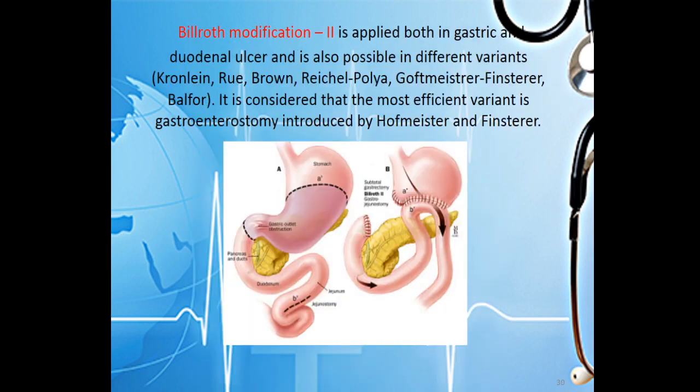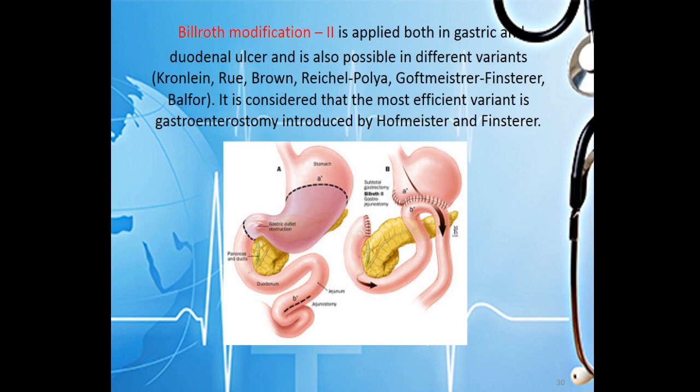Second, Billroth 2. There are many modifications of Billroth 2 resection, and the most famous was Hofmeister-Finsterer. Again, we cut off this part of the stomach, and then we stitch the stump of the duodenum. After this, two loops appear, afferent and efferent. This is new after surgery, we make it. And then we make a gastrojejunal anastomosis.